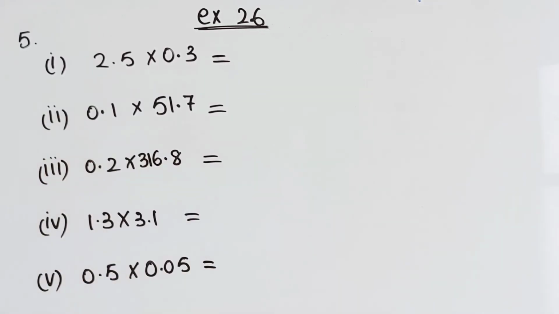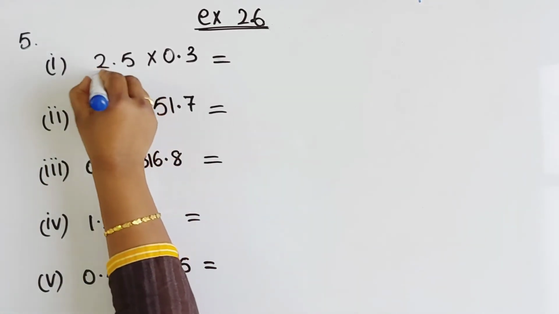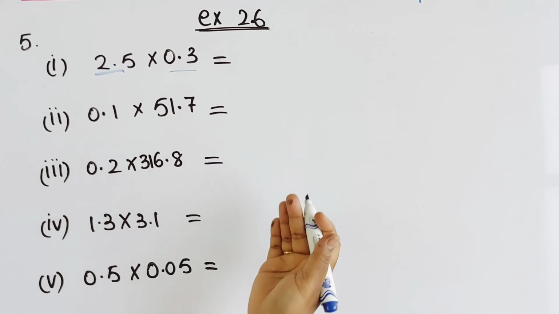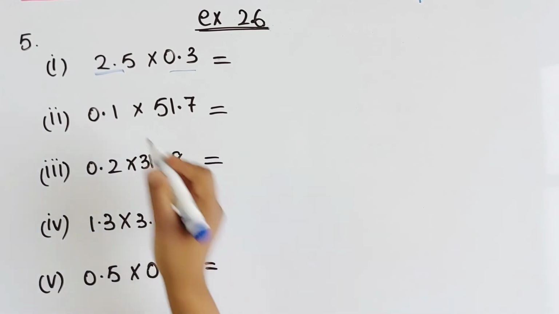Fifth question, children. Find the values. Here also we have decimal numbers. We have to multiply the decimal numbers and tell the answer. Here both are decimal numbers. Let us change them into fractions. Then it will be easy.